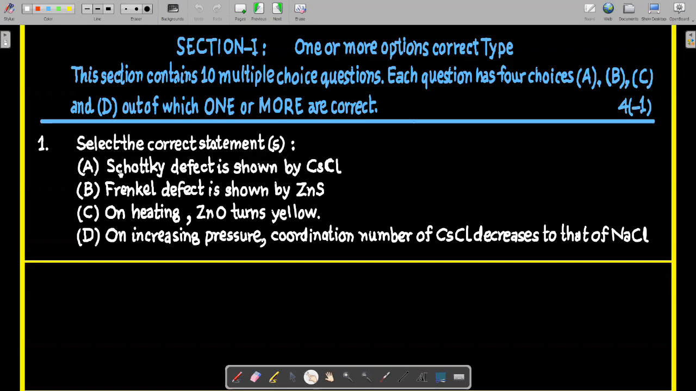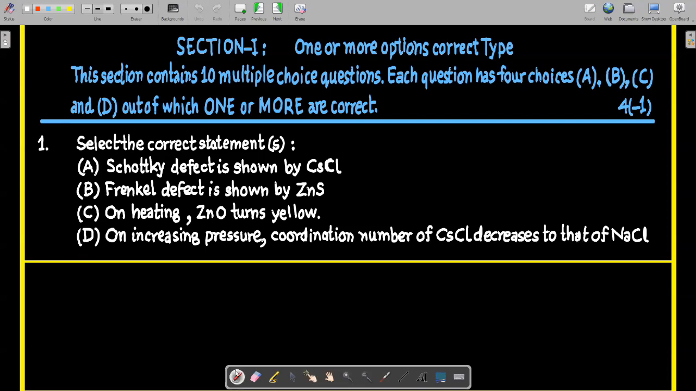Select the correct statements. Schottky defect is shown by CsCl. Frenkel defect is shown by ZnS. On heating, ZnO turns yellow. On increasing pressure, coordination number of CsCl decreases to that of NaCl. So let us discuss these statements one by one.